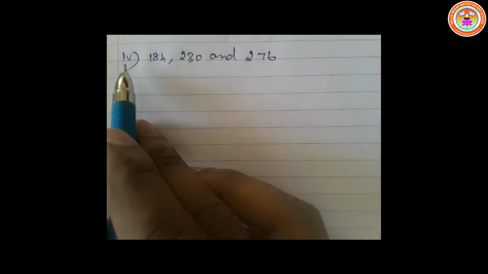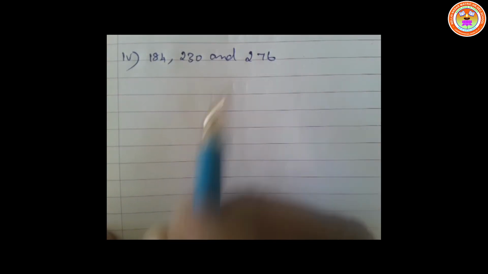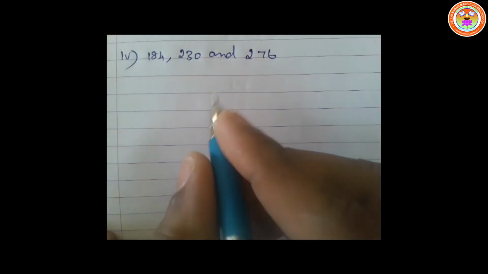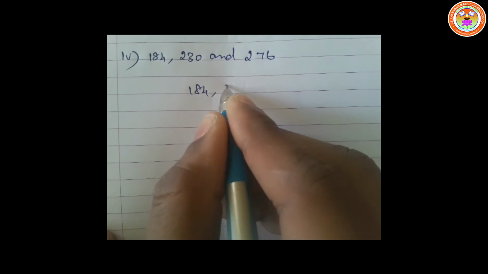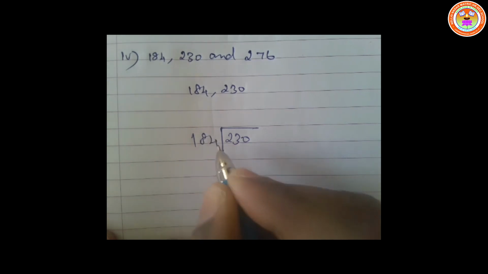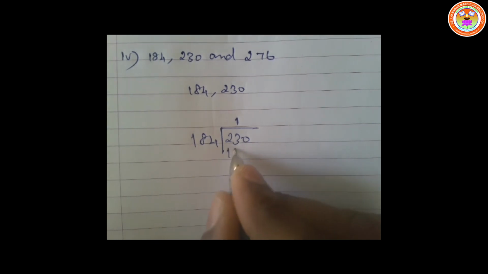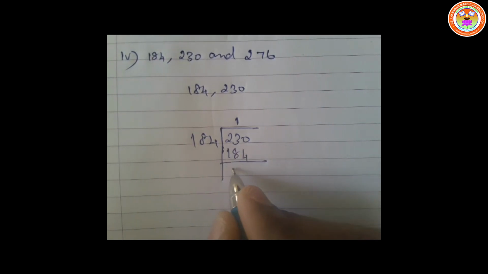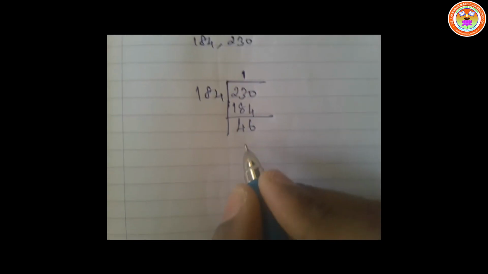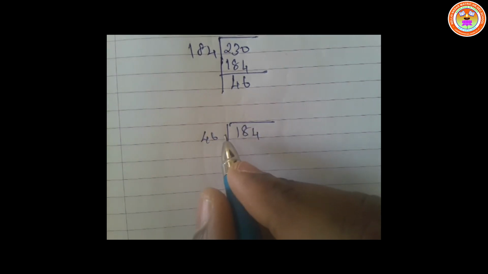The last one is the fourth subdivision: 184, 230 and 276. First you have to take any two numbers. So we will take 184 and 230, of which 230 is the bigger number. So 230 you put inside, the smaller number you put outside. Now we start dividing. 1 times 184 is equal to 184. Then the remainder is 46. Which is smaller, so you put this outside and put the divisor inside. Again you start dividing. 4 times 46 is 184. The remainder we got is 0.